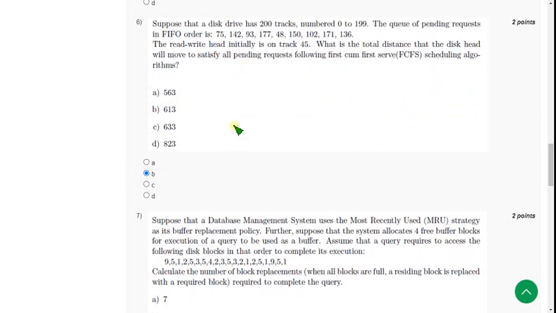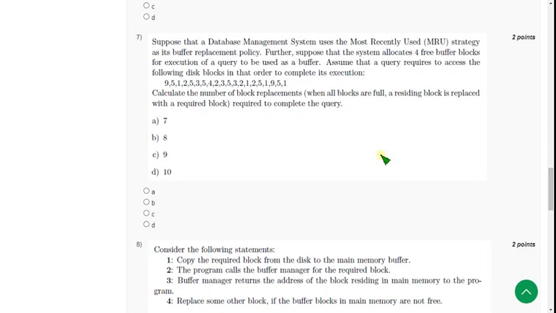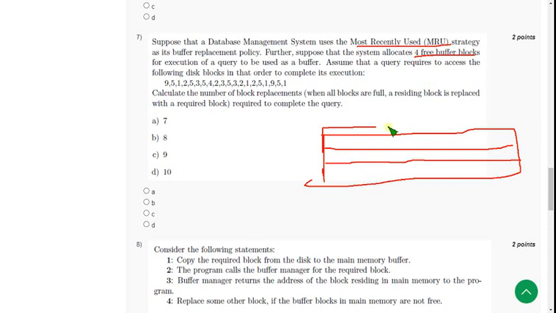And moving on to the seventh question. So it is about most recently used strategy. Here there are four free buffer blocks they are saying. So it will be like this. I'm not going to explain all that because it will take much more time. Actually it took me long time to find all the solutions to do this. So first it will be like this.